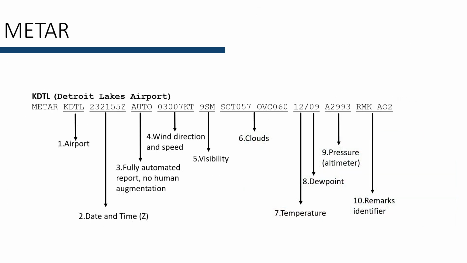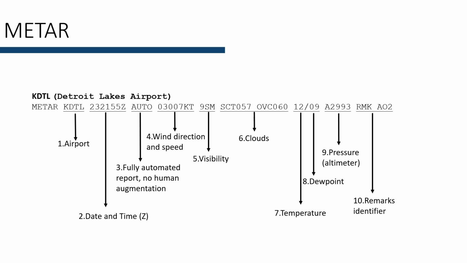Coded METARs chunk information into 10 sections of abbreviated text. Section 1 tells you the airport identifier. Section 2 tells you the date and time in Zulu. Section 3 tells you if the METAR was an automated report or a corrected report. Section 4 tells you the direction of the wind and its speed in knots. Section 5 tells you the visibility in statute miles. Section 6 tells you the cloud coverage, aka the sky condition.